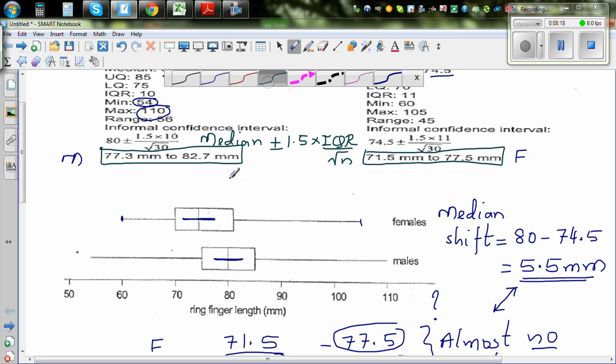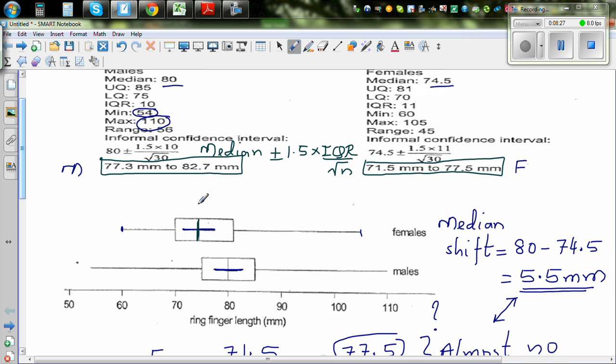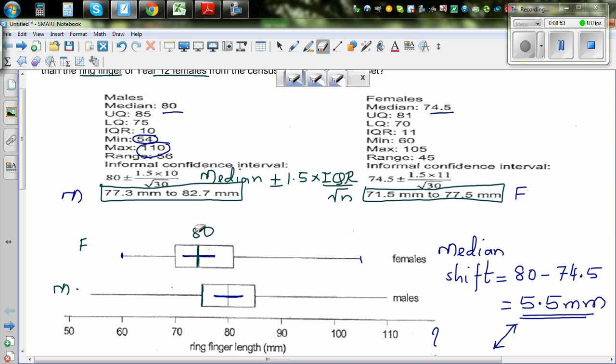Now let's look at the other things that you can see. Now let me change color. The median for female is 74.5, and this is the median for females. And the lower quartile of male is 75. So what is that telling you? The lower quartile for males is 75, and the median for females is 74.5.